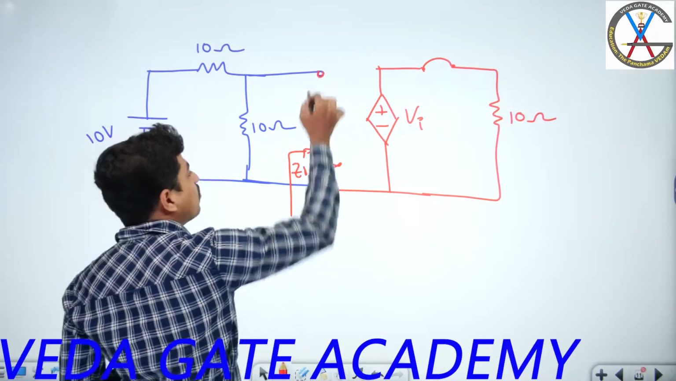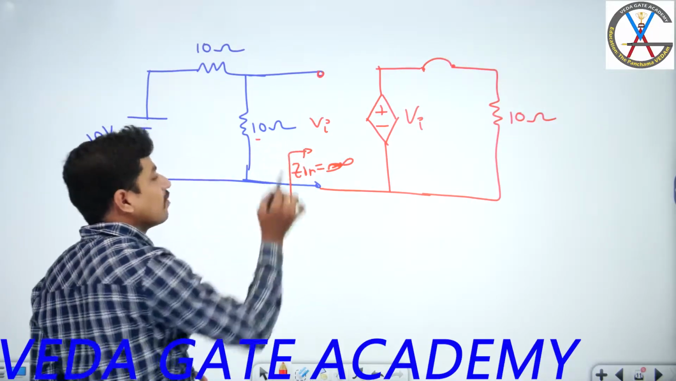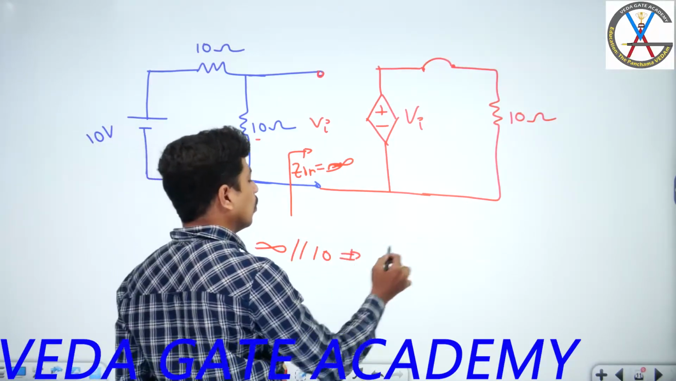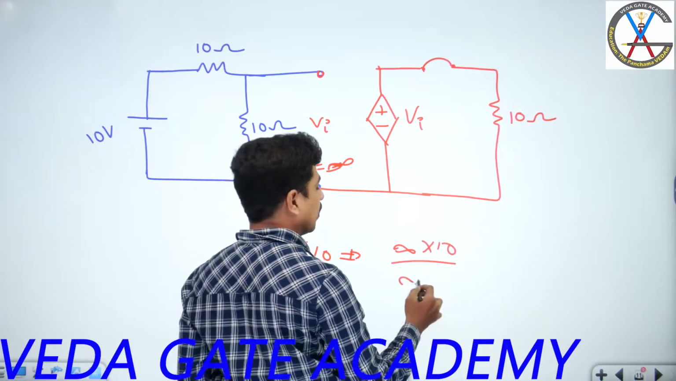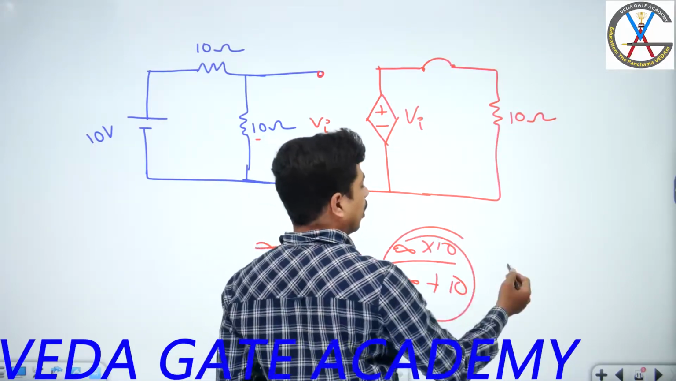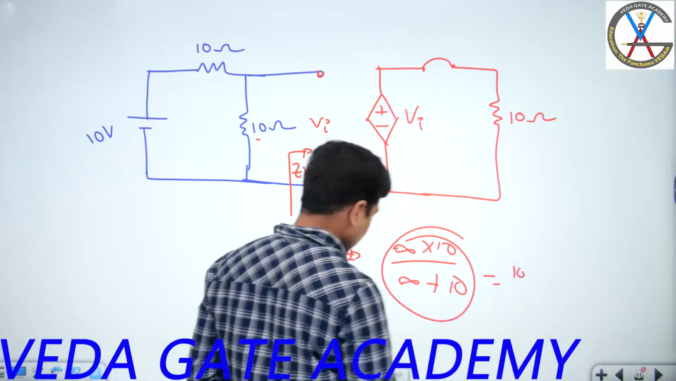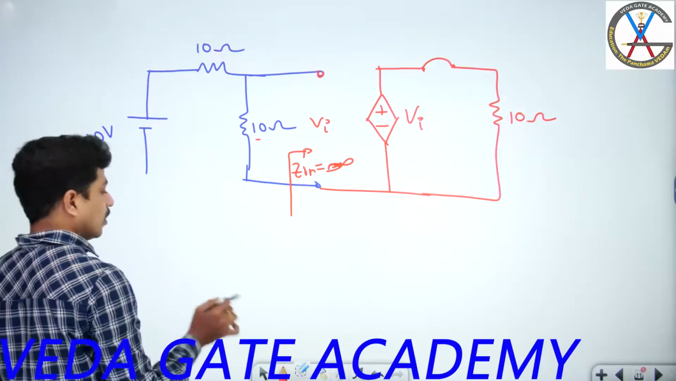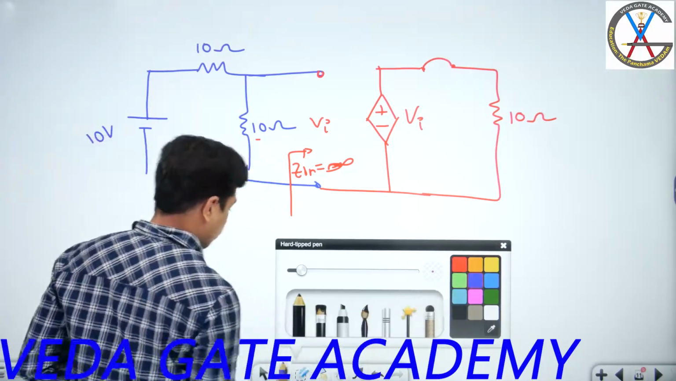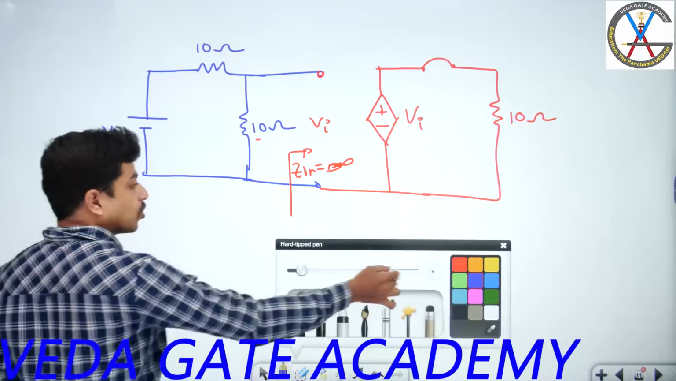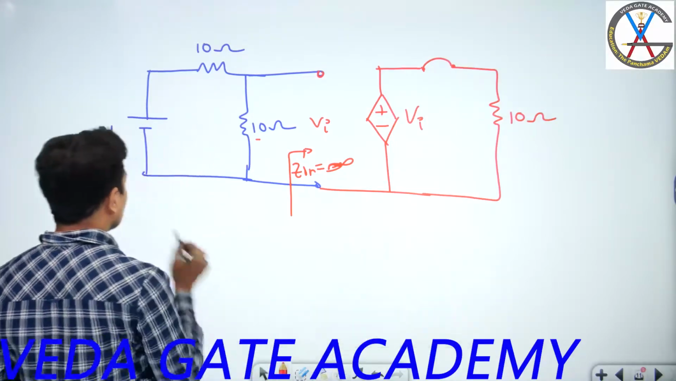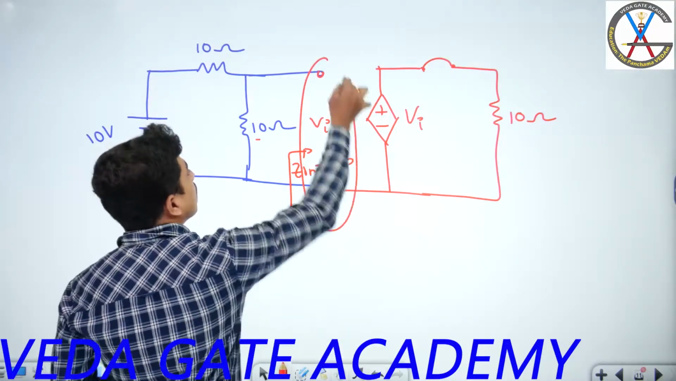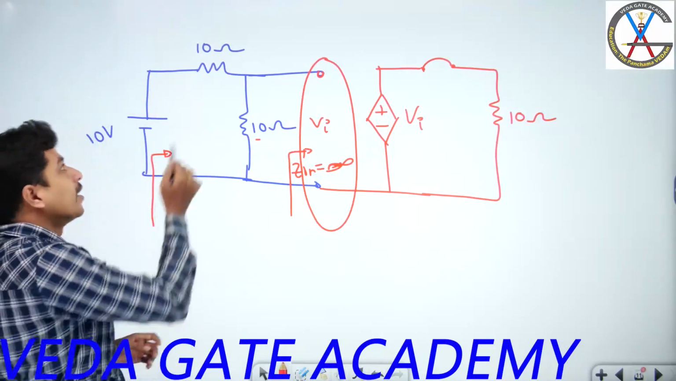As this impedance is infinity, in parallel with 10 is how much? 10. Infinity in parallel with 10 is equal to infinity into 10 by infinity plus 10. If you take infinity common, you are going to get 10 as the answer. Now, what is the input impedance seen by the source? If you see from here, this impedance is infinity, infinity in parallel with 10 is 10, and 10 plus 10 is 20.